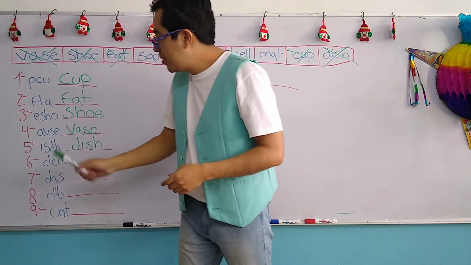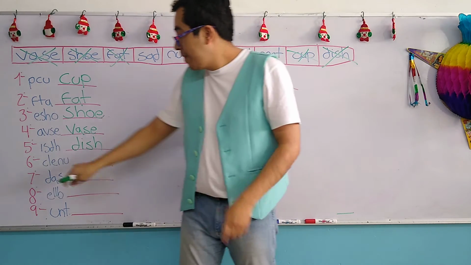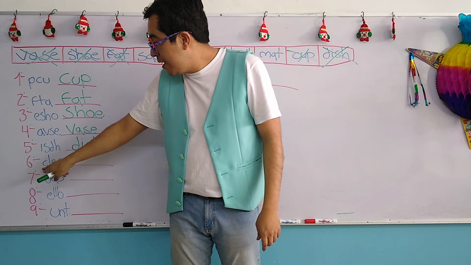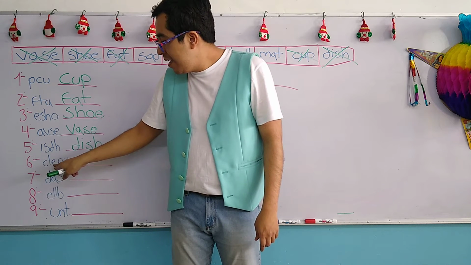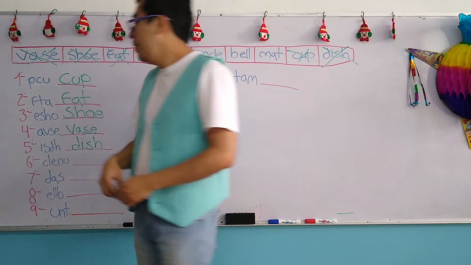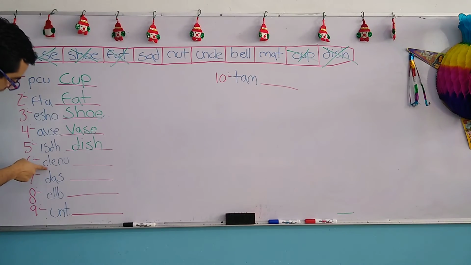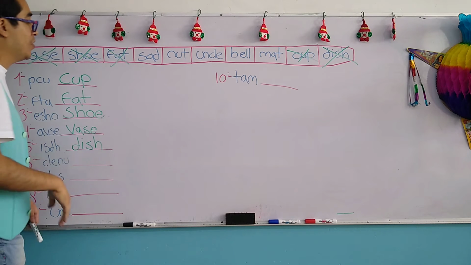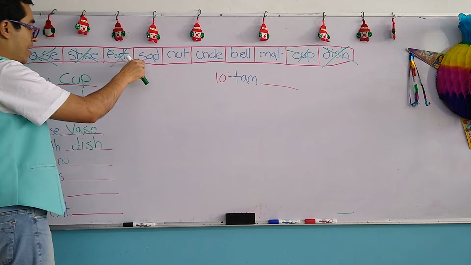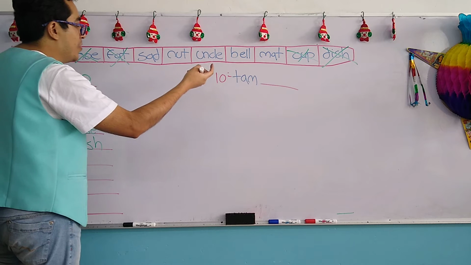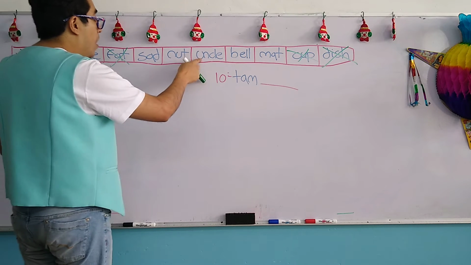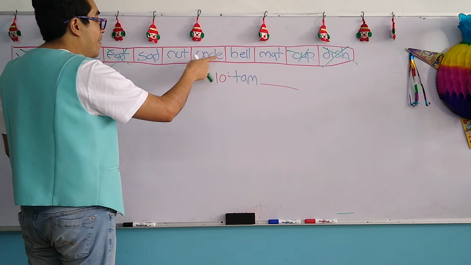Very good. Now, let's continue with number 6. The letters are, the letters in this order. We have C, L, E, N, and U. Now here we have 1, 2, 3, 4, 5 letters. So they are not 3, they are not 4, they are 5 letters. So let's start looking. Here we have 1, 2, 3 letters. No. 1, 2, 3 letters. No. 1, 2, 3, 4, 5 letters.